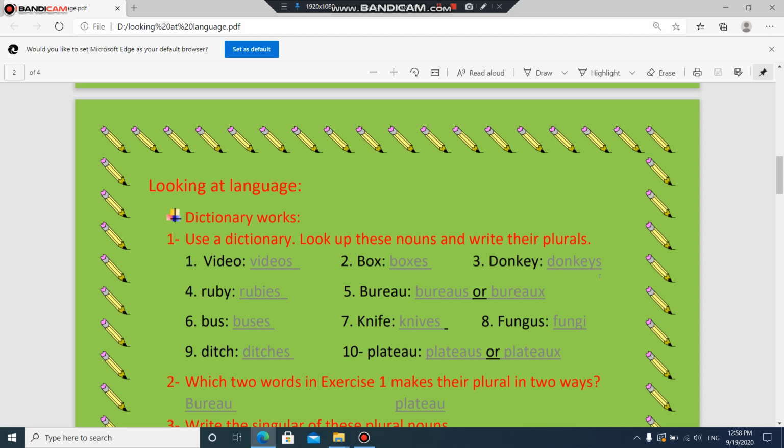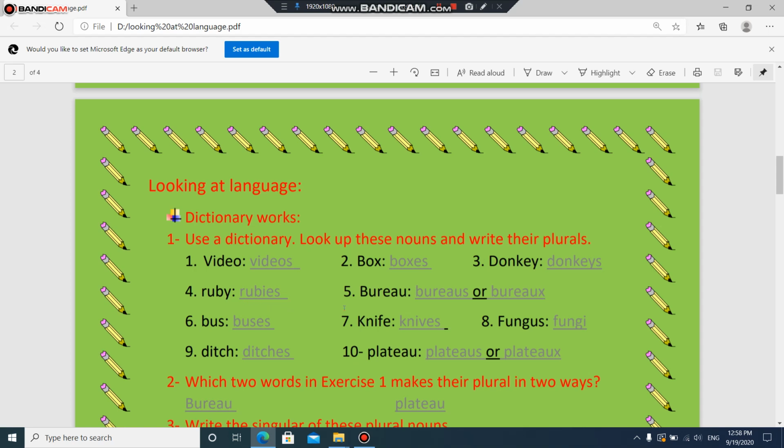Number 3, donkey, donkeys. Okay, now 4, ruby, rubies. If a noun ends with y, preceded by a consonant, you have to change y to i. You have to change y to i. Okay, like ruby, rubies. Okay, guys.